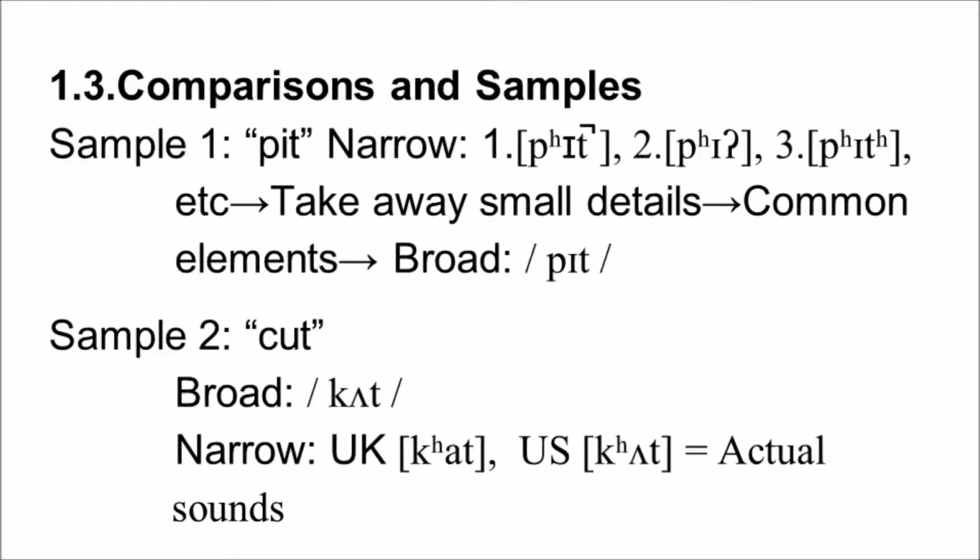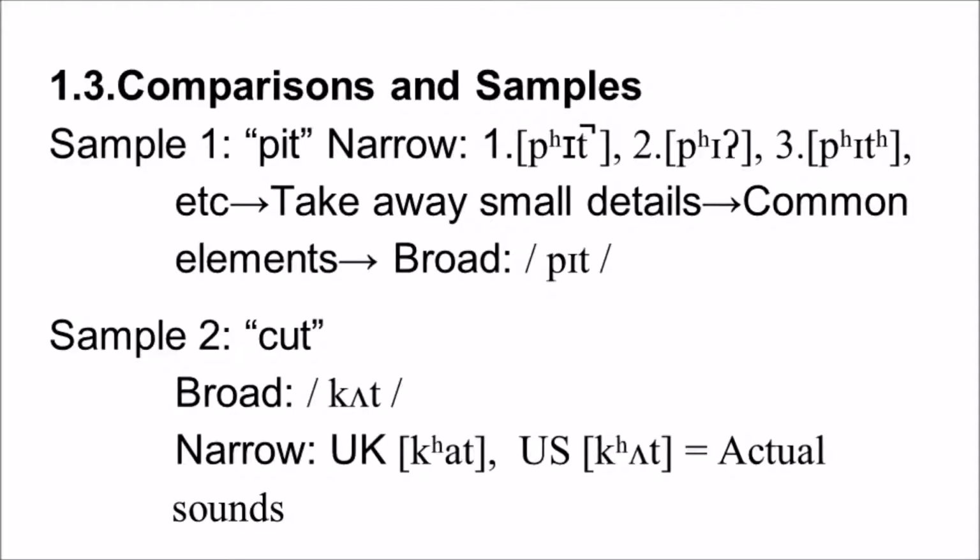They all sound a little bit different, but if you take away all the small details, what's left? Common elements. So we write it with a slash: voiceless bilabial plosive, followed by a short vowel and voiceless alveolar plosive. We call the former the narrow transcription and the latter the broad transcription.